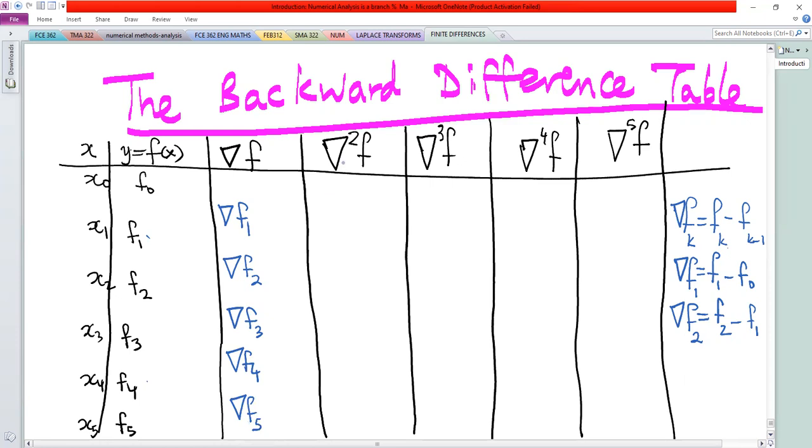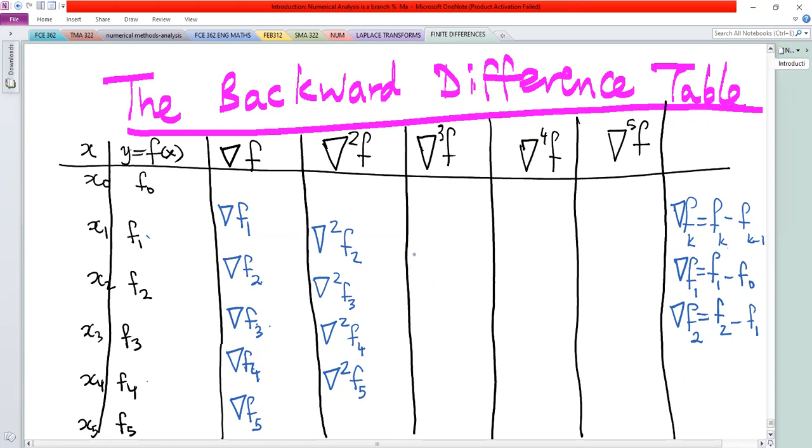And then the second backward differences. So everything here will be having second backward, second backward, second backward. And then f2 minus f1 defines second backward of f2. f3 minus f2 defines that of f3. f4 minus f3 defines that of f4. f5 minus f4 gives that of f5.